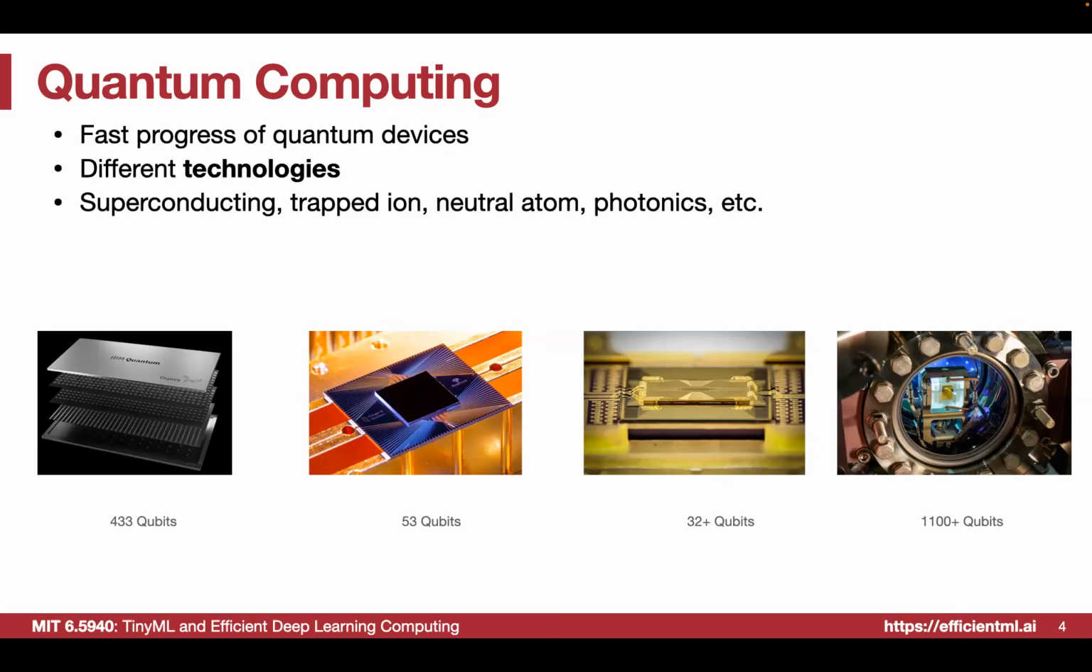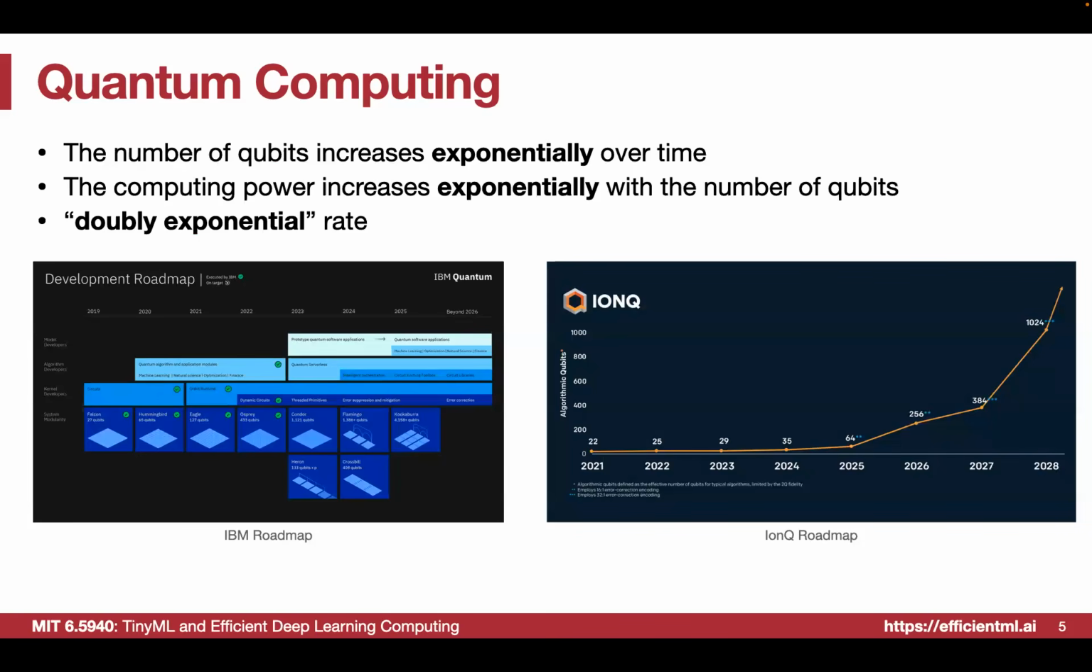Just like 70 years ago, people were debating whether we should use vacuum tubes or transistors, right? So there is a blossoming of different kinds of technologies, and all of them hold strong promise to scale to even larger machines. We don't know which one is best yet, but we can see a competition between them, a very interesting competition.